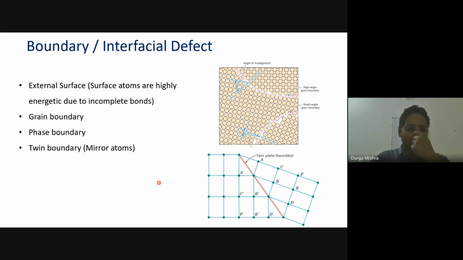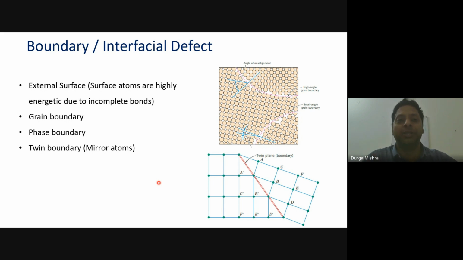We will discuss the effect on some of those properties, how they are affected, the mechanical properties for example, when we discuss plastic deformation. We will not do it in this class, but in the next class we'll discuss that. If you have any questions so far, you can ask anything from this defect part. Any question? No?